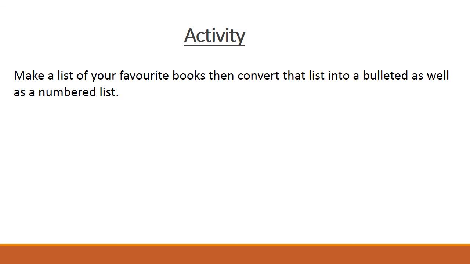So guys, at the last there is an activity for you. You have to make a list of your favorite books, then convert that list into a bulleted as well as a numbered list. By using the features of Word, you have to make a list of your favorite books, then convert that list into a bulleted form and numbered form. Bulleted means with the symbols or marks, and numbered means proper order 1, 2, 3, 4, 5.